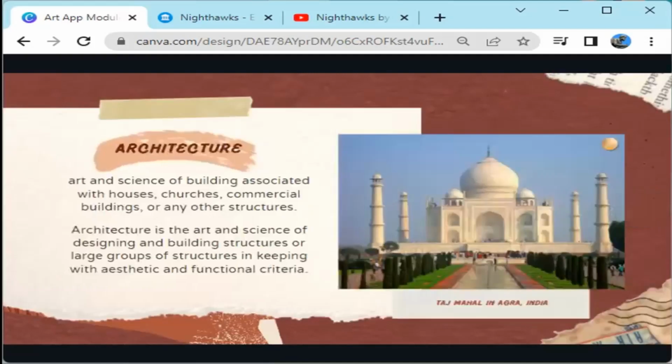Now, let's move on to architecture. Architecture is the art and science of building associated with houses, churches, commercial buildings, or any other structures. Architecture is the art and science of designing and building structures or large groups of structures in keeping with aesthetic and functional criteria.